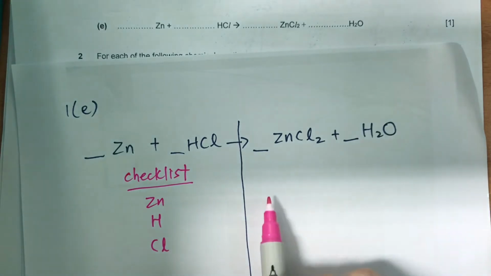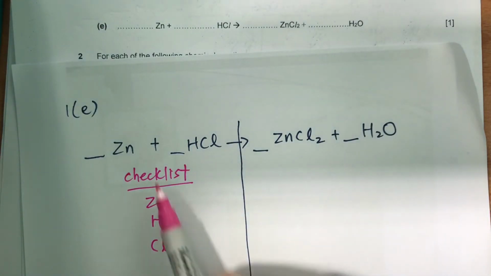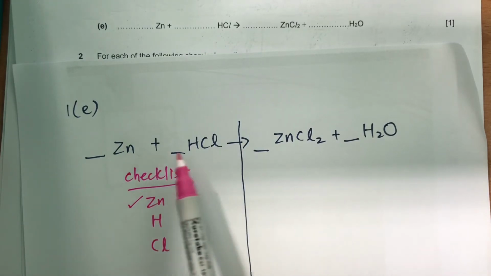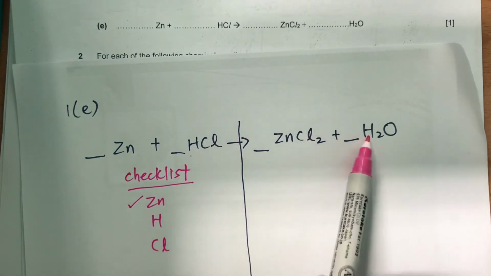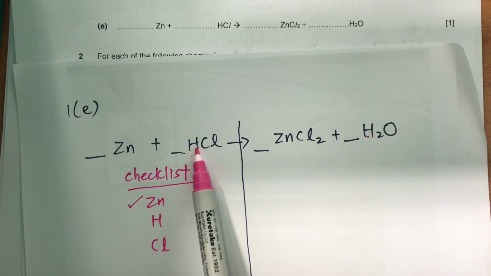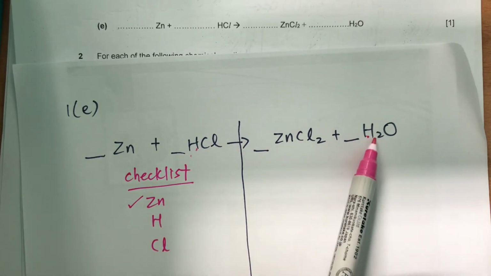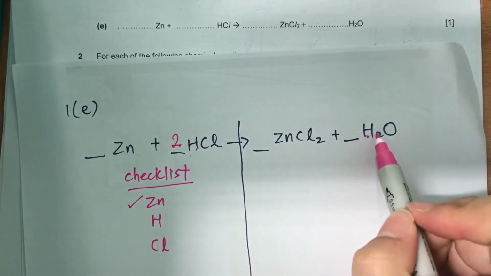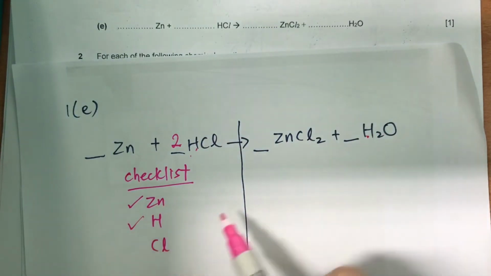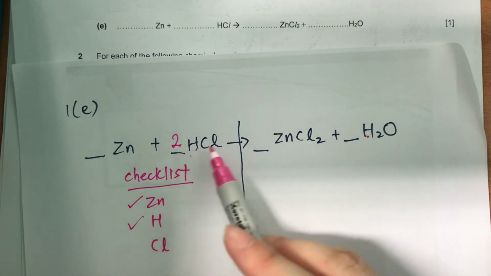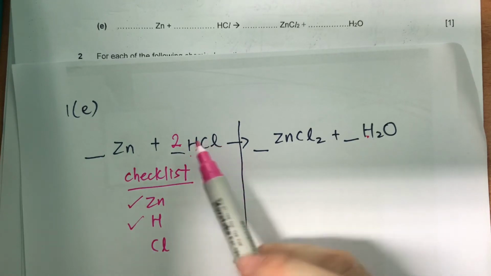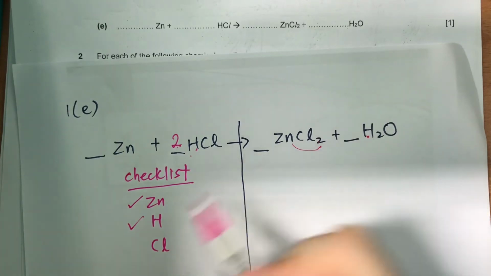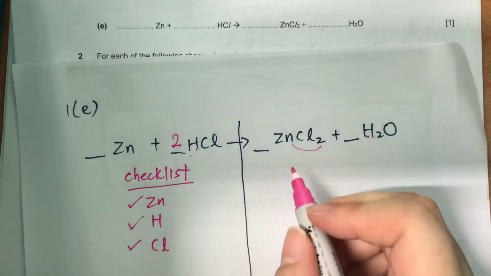Okay, so zinc, balanced. For now I check here first. Hydrogen, not balanced, right? So I need to put a number here to make it the same number as here, which is 2. So here I put 2. So 2H and 2H balance. When I did this, I changed the number of chlorine. Okay, so I check 2 chlorine. On this side, 2 chlorine. So it's balanced. Okay, I missed out one element.